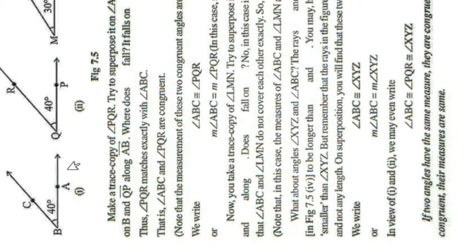You will find that angle ABC and angle LMN do not cover each other exactly. So because they are not congruent, they are not equal to each other. This is a 30 degree angle, this is a 40 degree angle, so they are not congruent. Here the measures of angle ABC and angle LMN are not equal.